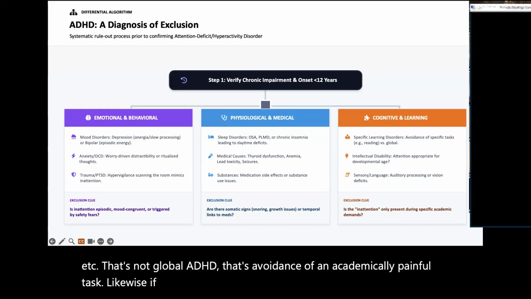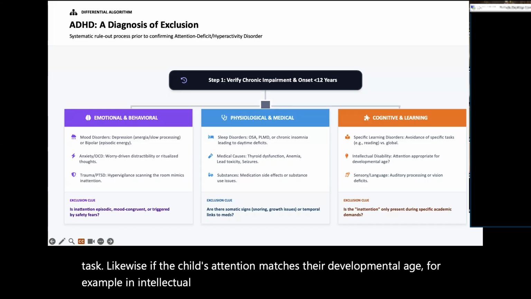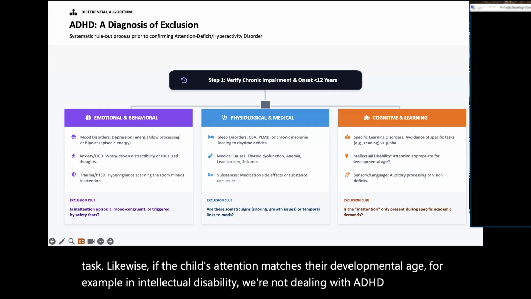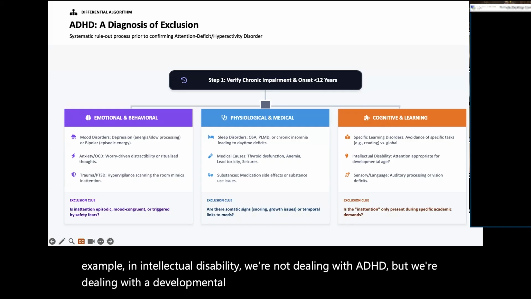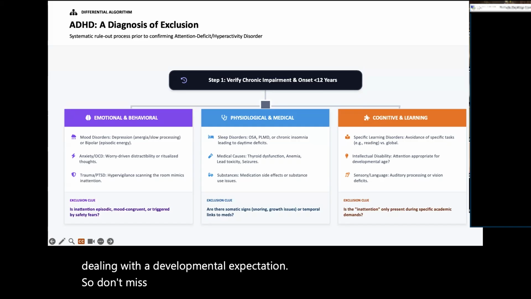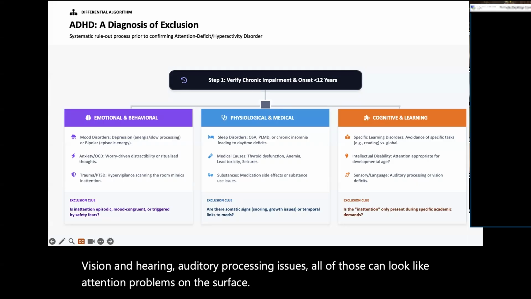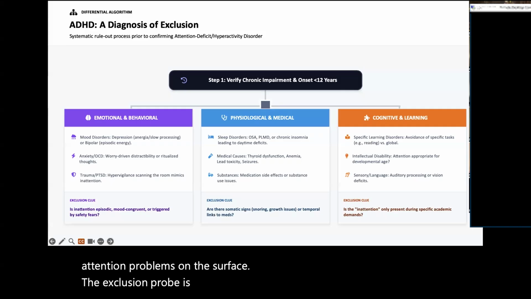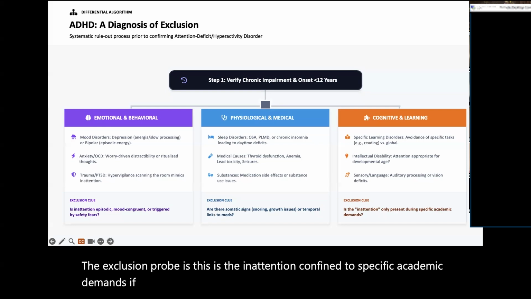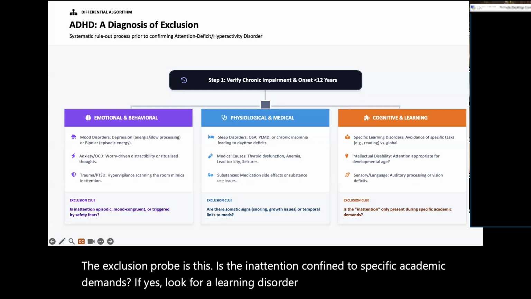Likewise, if the child's attention matches their developmental age, for example, an intellectual disability, we're not dealing with ADHD, but we're dealing with a developmental expectation. So don't miss the sensory barriers, vision and hearing, auditory processing issues. All of those can look like attention problems on the surface. The exclusion probe is this. Is the inattention confined to specific academic demands? If yes, look for a learning disorder, not ADHD.